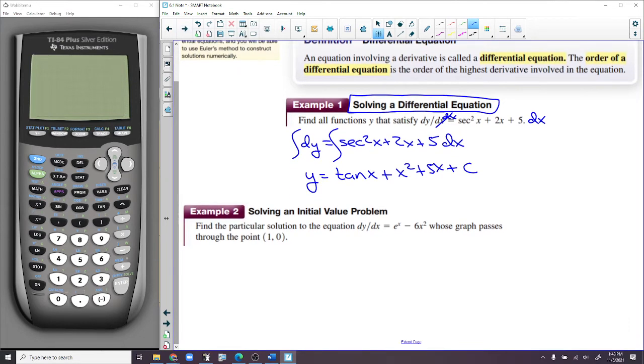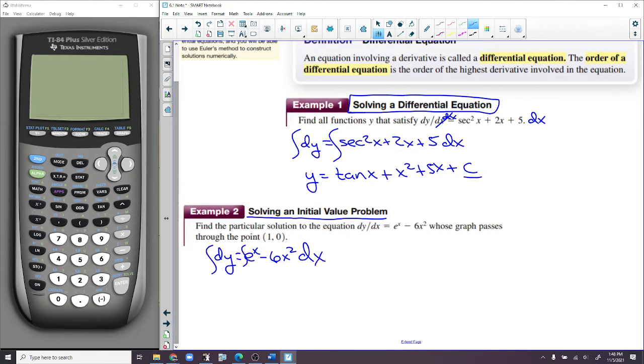Now, how about we solve an initial value problem? So we can actually find what c is on example 2. So dy is equal to (e to the x minus 6x squared) dx. So we split the differentials.